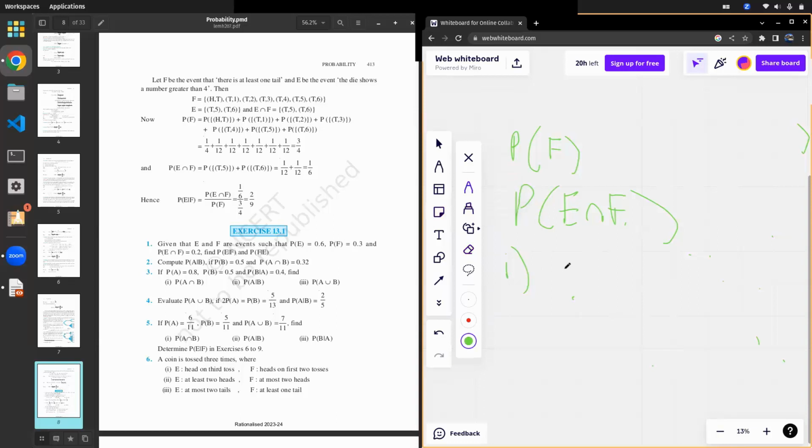If you write the sample space of all the 3 coins, the sample space in this case will be as follows. So these are all the possible outcomes after tossing 3 times. In this, we have to find the number of outcomes which are favorable for at most 2 heads. So for at most 2 heads, we will get the first 7. So probability of F in this case will be 7/8.